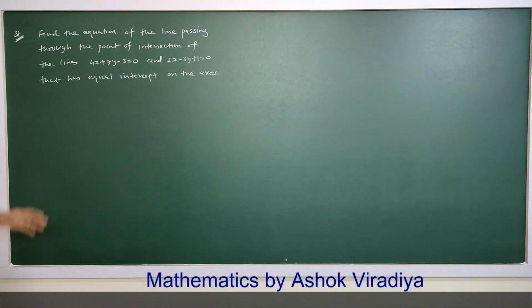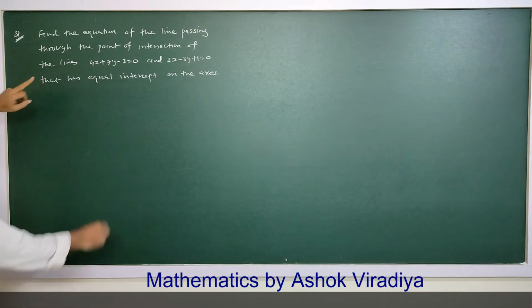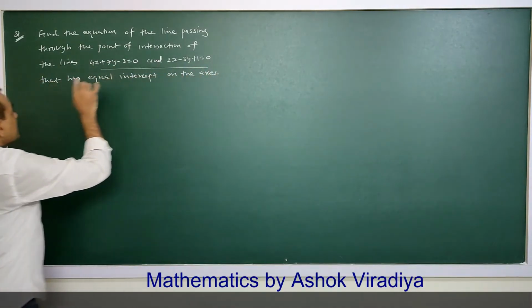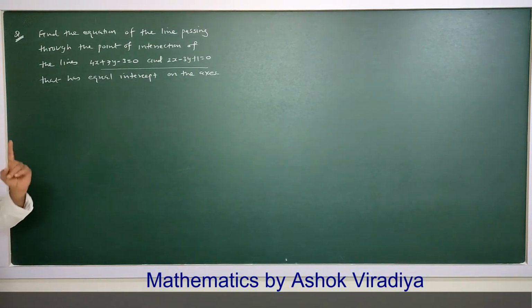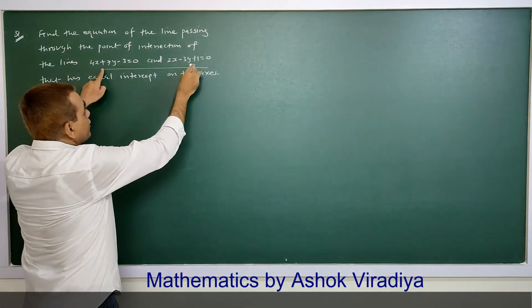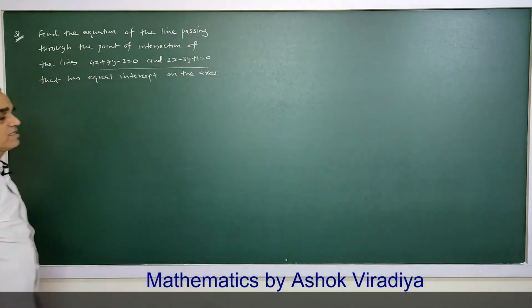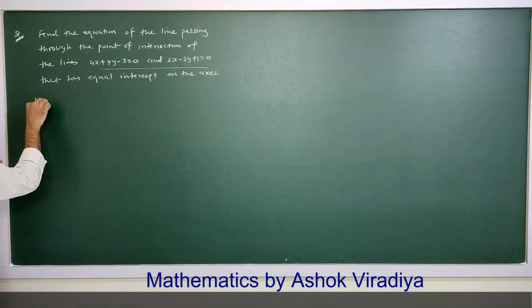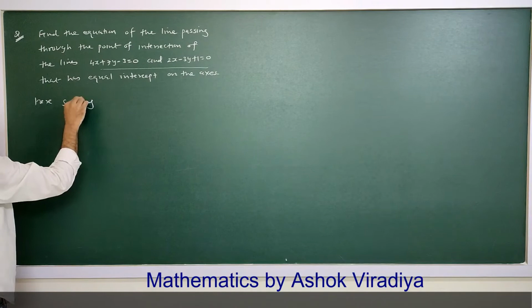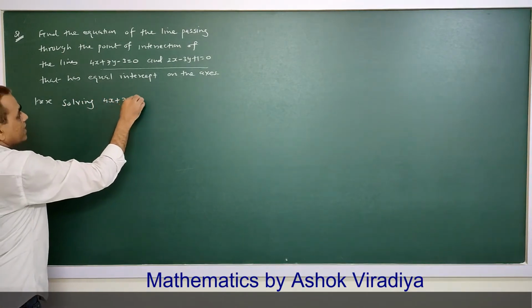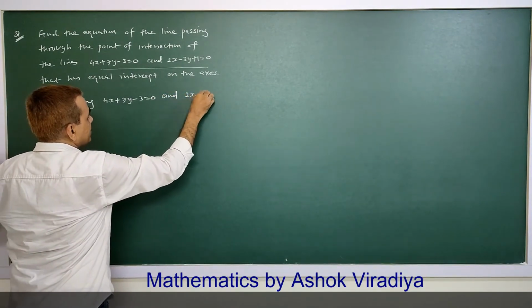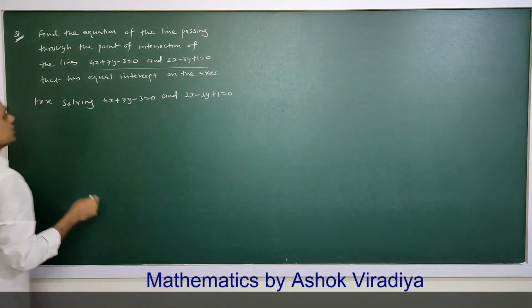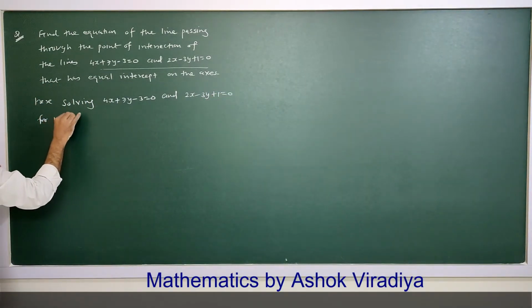Now next question. Find the equation of the line passing through the point of intersection of these two lines that has equal intercepts on the axis. So first of all, we are finding point of intersection of these two lines. So see here, we solve 4x plus 7y minus 3 equal to 0 and 2x minus 3y plus 1 equal to 0 for point of intersection.